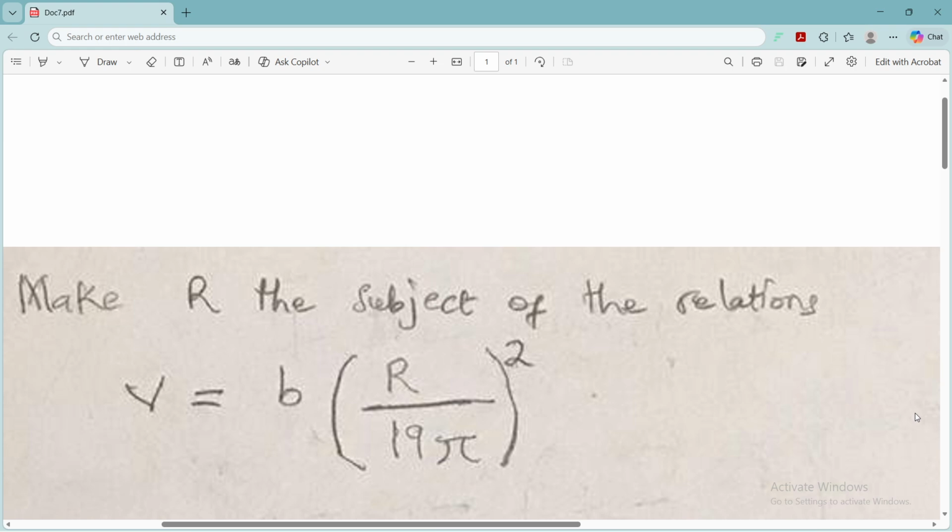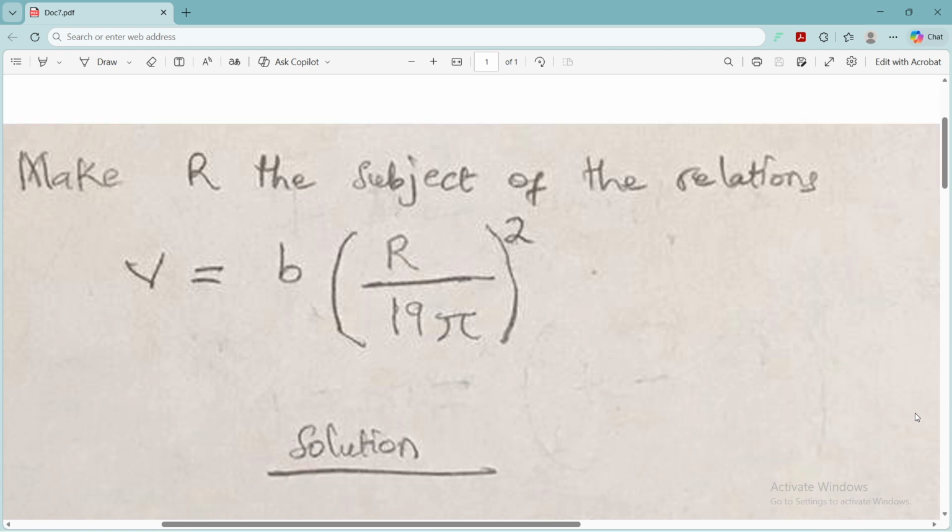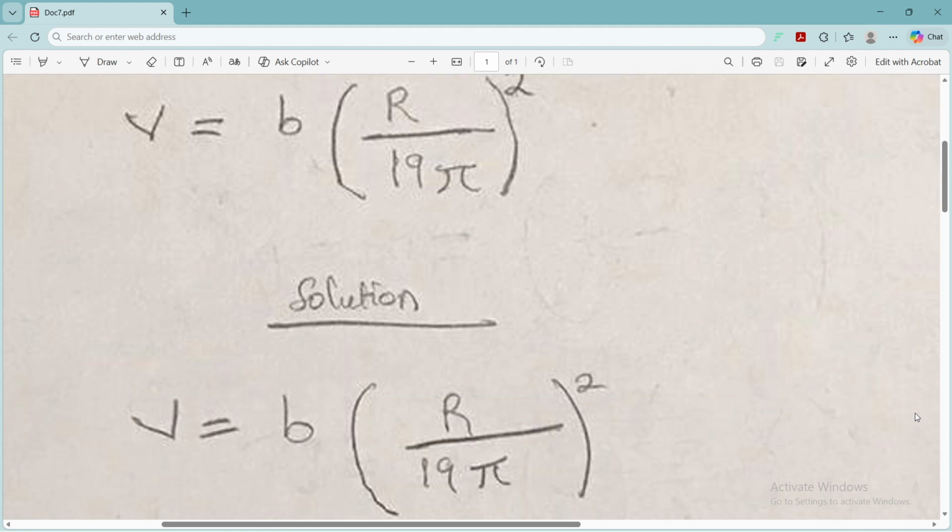Make R the subject of the relation. So our given relation is V equals B multiplying, in brackets, the fraction R divided by 19 pi, bracket close square, right? So our given equation is V equals B multiplying, in brackets, the fraction R divided by 90 pi, bracket close square, right?